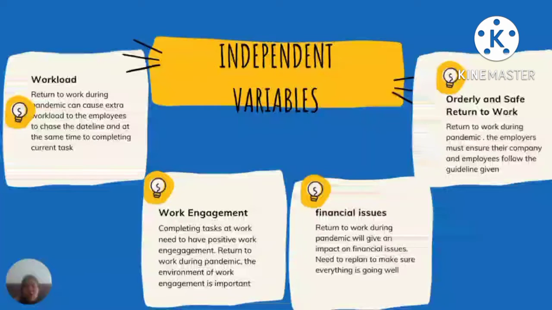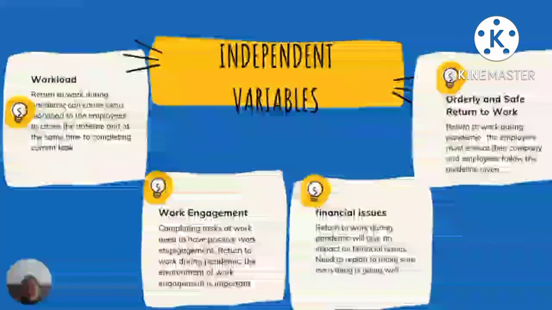This is the independent variables, which are workload, work engagement, financial issue, orderly and safe return to work. For the workload, return to work during a pandemic can cause extra workload to the employees to chase the deadline at the same time as completing the current tasks. And for the work engagement, completing tasks at work needs positive work engagement. Returning to work during a pandemic, the environment of work engagement is very important, especially if the task needs to liaise with other teams or other departments.